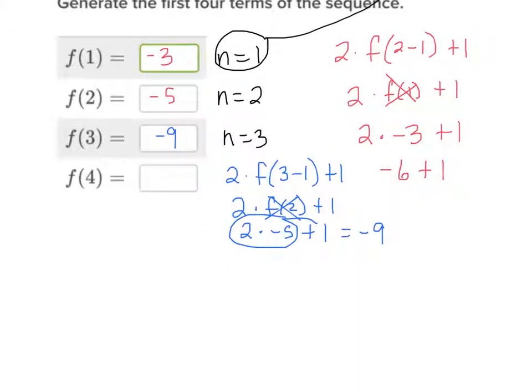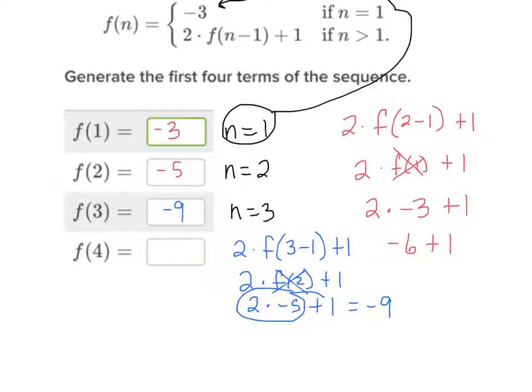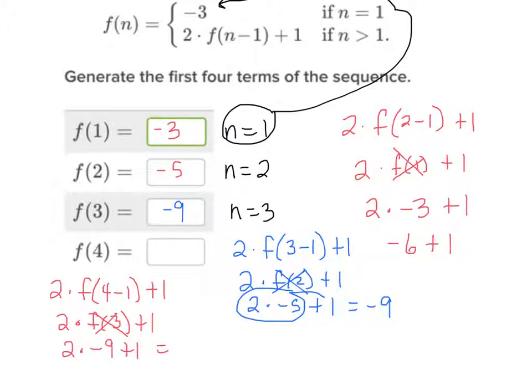Okay, so now let's do f of 4. So f of 4 means I have to take 4 and put it in for n right there. So I have 2 times f of 4 minus 1 plus 1. That's 2 times f of 3 plus 1. Well, it tells me right here that f of 3 is negative 9, so I'm going to replace this with a negative 9. So I have 2 times negative 9 plus 1, and that's going to be negative 17.